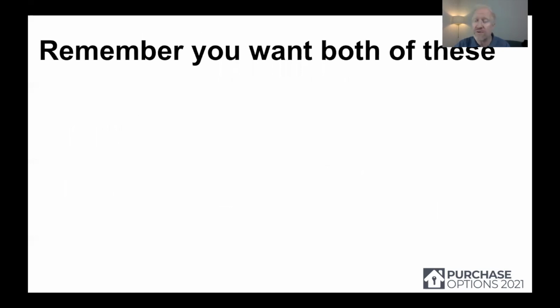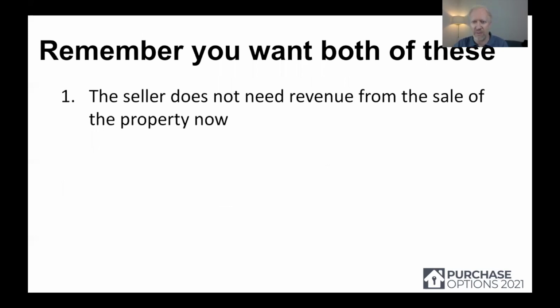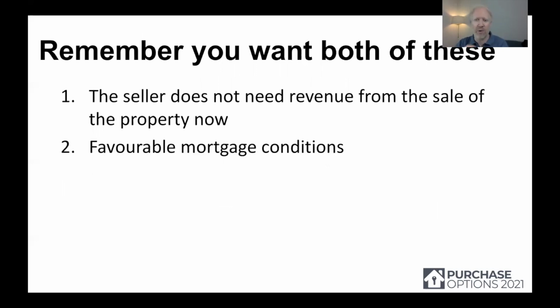So remember, we want both of these criteria in place for an option to be appropriate. First of all, they don't need the money from the sale now because they're not going to get any money from the sale. And secondly, we want these favorable mortgage conditions. If we have both of these in place, then we could potentially do a purchase lease option. And the great thing about purchase lease option is it's just a way of controlling a property. It can be used in conjunction with every other property strategy. If you want to do single lets, PLOs work. If you want to do HMOs, houses of multiple occupation, or serviced accommodation, or commercial to residential conversion, or commercial property, purchase lease option will work with all of those if these two criteria are met.